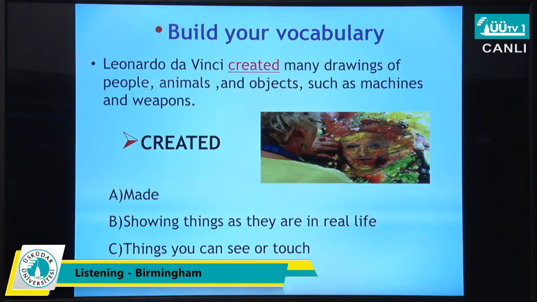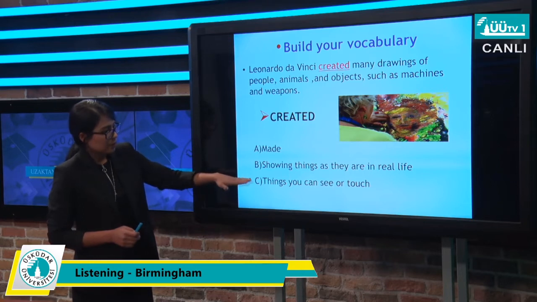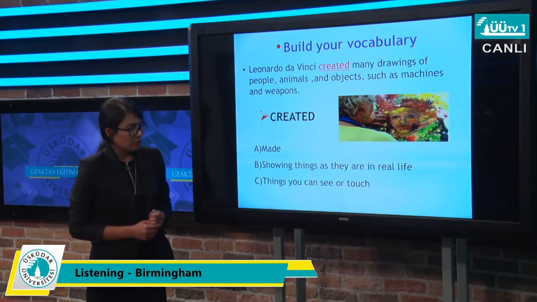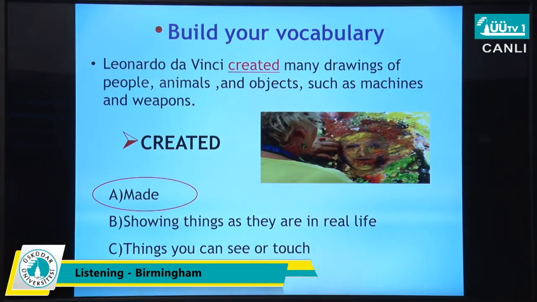How can we find the best and suitable definition of this word? Let's look at these options. A, made. B, showing things as they are in real life. C, things you can see or touch. As our word is a verb, we need to find the verb. A part is a verb. B, this is the definition of nouns. And look at this C part, things you can see or touch. Things, we need to hear a noun. It's a definition of noun. So we can say that A is our answer. Let's go to the next vocabulary.